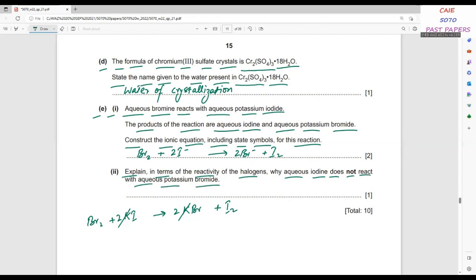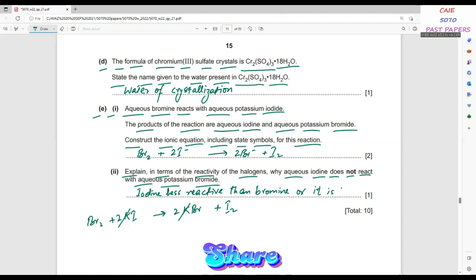Explain in terms of the reactivity of halogens why aqueous iodine does not react with aqueous potassium bromide. You can refer to the reactivity or the position of iodine. Iodine is less reactive than bromine, or it is below bromine.